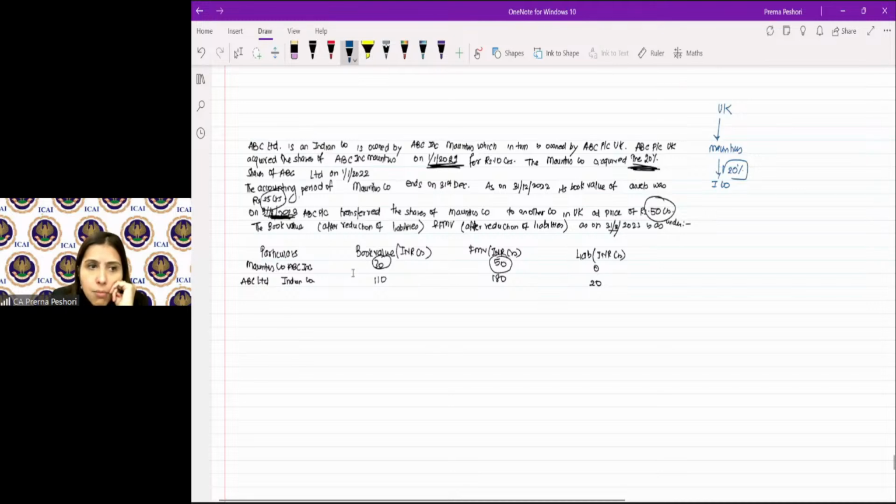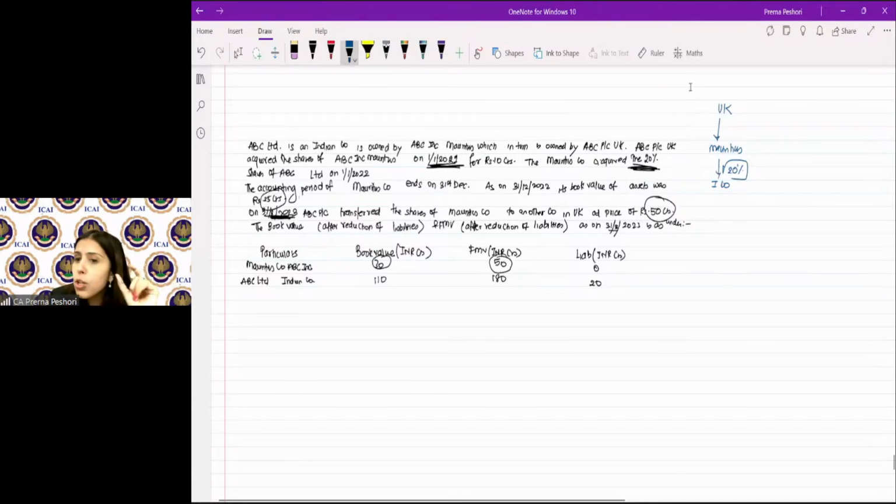Mauritius company, ABC Limited, Indian company. Okay. So as on the date of transfer, it is this price. As on the date of the accounting period end, it is 31st December. So the values are given to you. Now, first of all, here we need to identify the specified date, students. We need to identify whether it is the accounting period end or the date of the transfer.